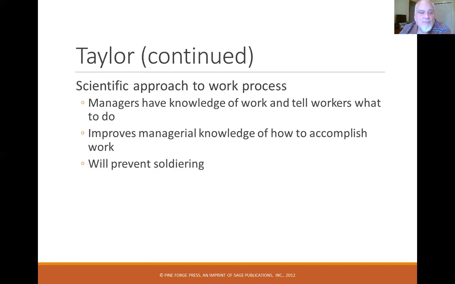The approach to the work process: managers need to know the work and tell workers what to do. Talk about autocratic, talk about bureaucratic, talk about top down. The more managers have knowledge of how to accomplish work, the more it will prevent that soldiering. So typically these organizations bring managers up from the bottom because they have that knowledge, and they look for people with the personality that is trying to get the most out of everybody's work effort.